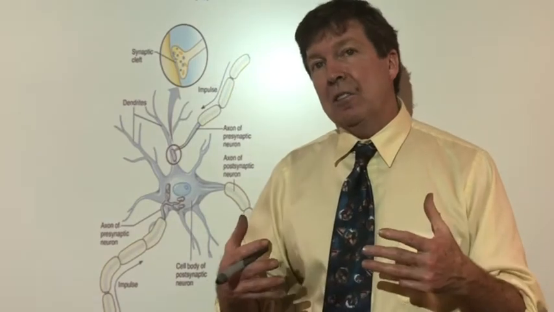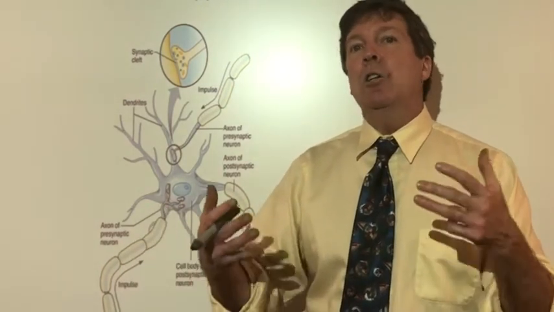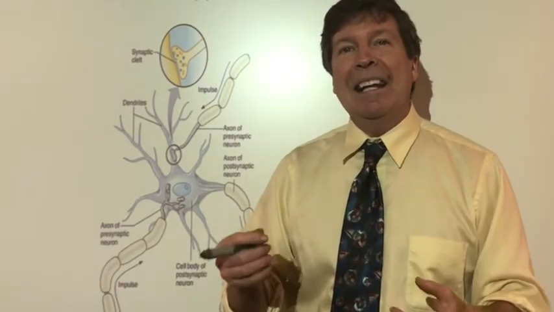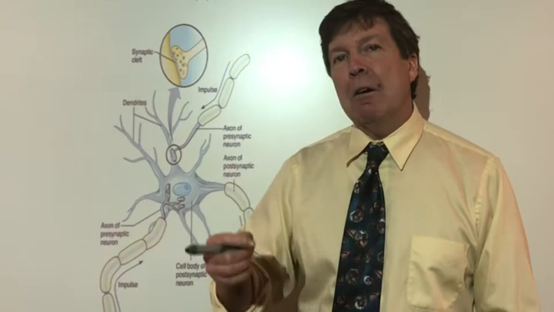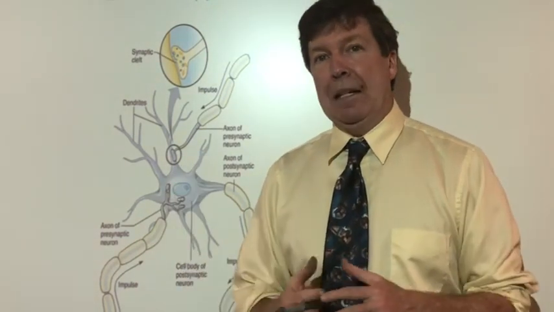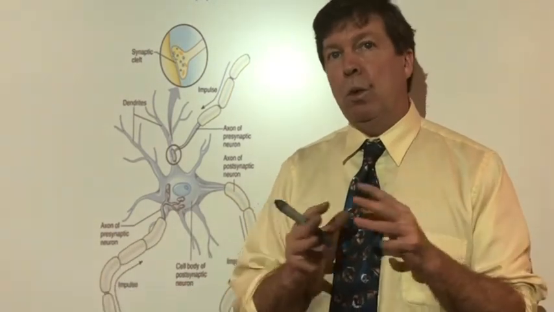What are some of these other neurotransmitters? You're going to hear names like serotonin. You're going to hear names like GABA, gamma aminobutyric acid. You're going to hear names like glutamate, several others as well. Dopamine's a famous one as well.